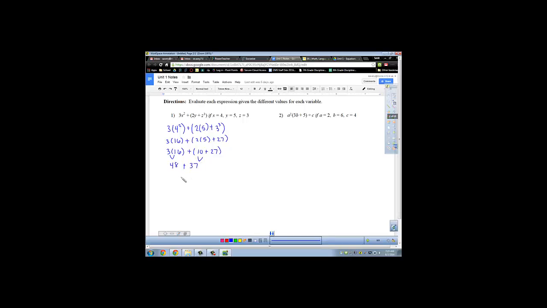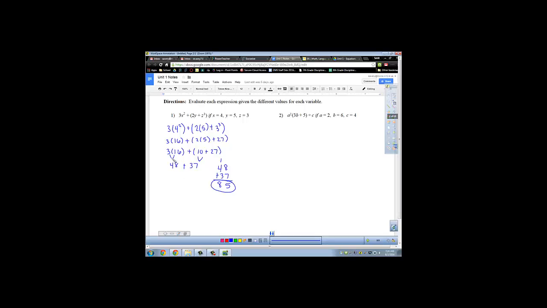and 48 plus 37, let's figure that out. So 8 plus 7 is 15, carry your 1. 4 plus 1 plus 3 is 8, so 85. So notice, even though some of you could have done 48 plus 37 in your mind, I went ahead and showed my work. So don't just pull out a calculator and do it. If you don't know, write it down.